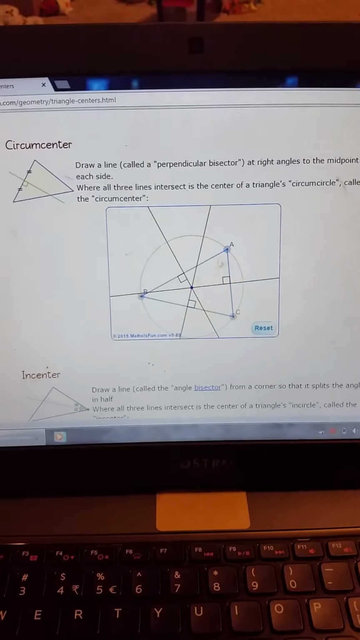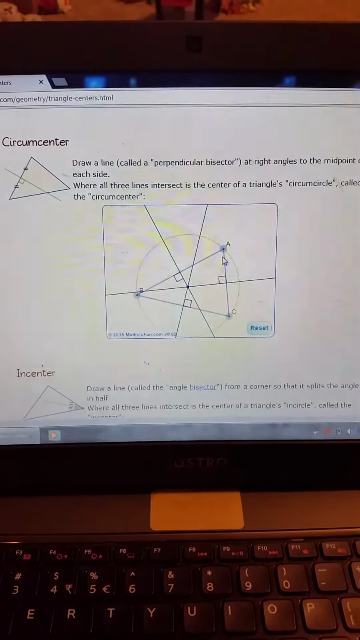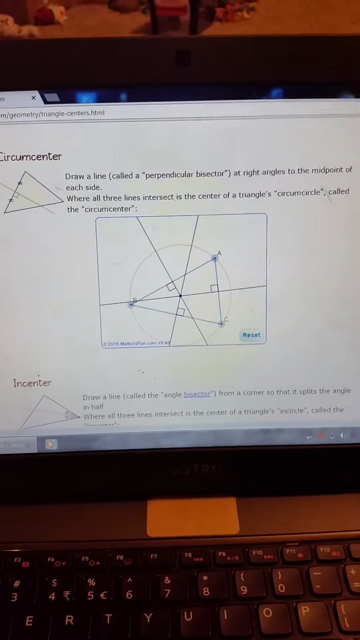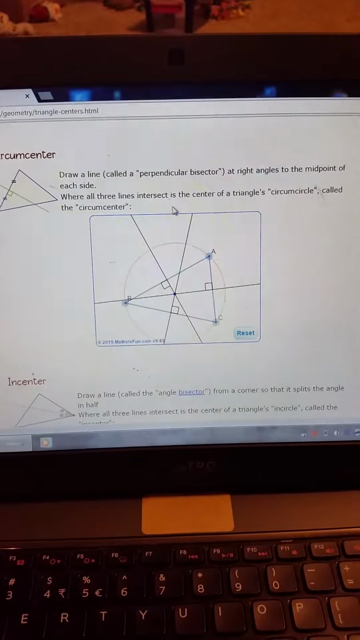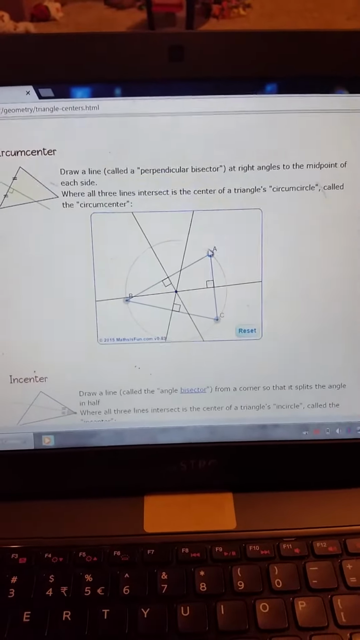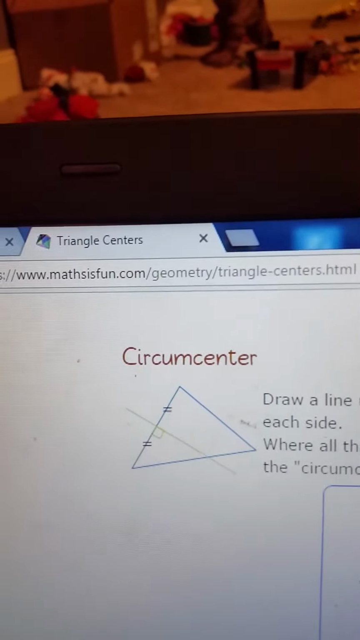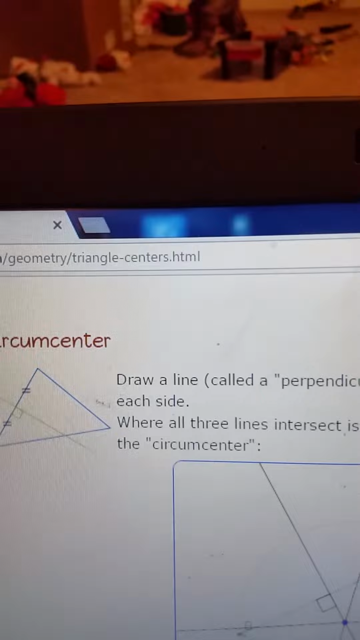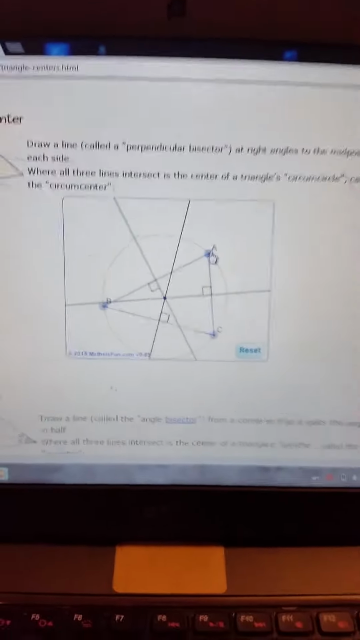All right, we're going to talk about, based on what kind of triangle you have, where the circumcenter and incenter are. I'm on a website, so if the video doesn't work very well, I can give you the address. It's mathisfun.com/geometry/trianglecenters.html. Video on the computer screen is not the greatest.